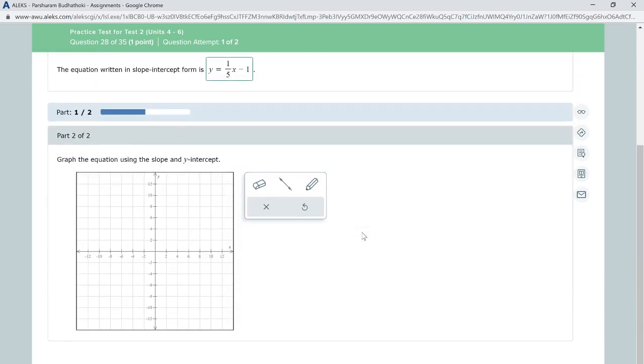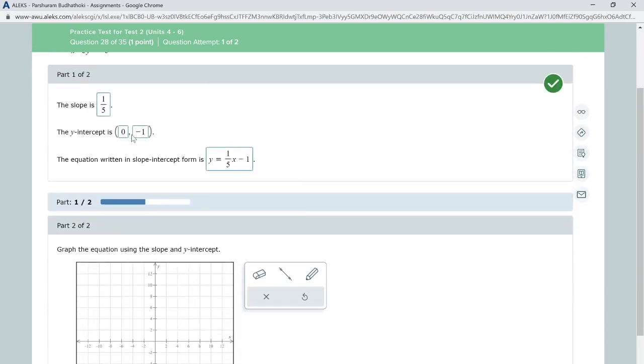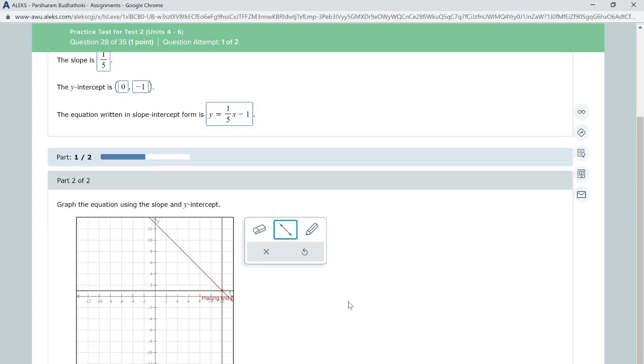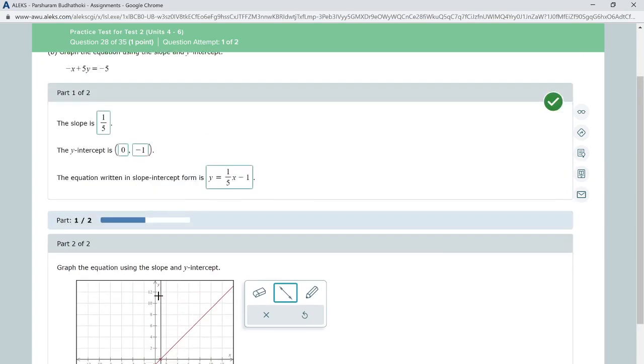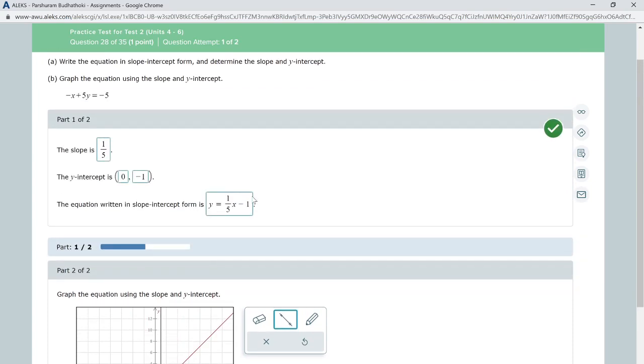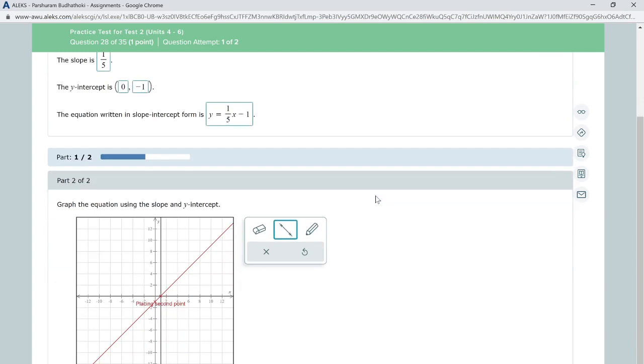Now, if you want to plot the graph, you start with the y-intercept, which is 0 comma negative 1. So where is the negative 1? 0 comma negative 1 is the middle of this. Okay, that's 0 comma negative 1. We need another point. How do you find one other point? You can find the x-intercept by putting y equal to 0 in this original equation. That gives us x equal 5. So that is 5, 0.